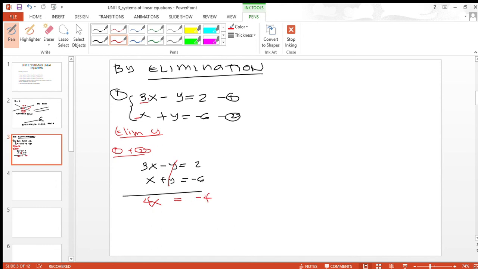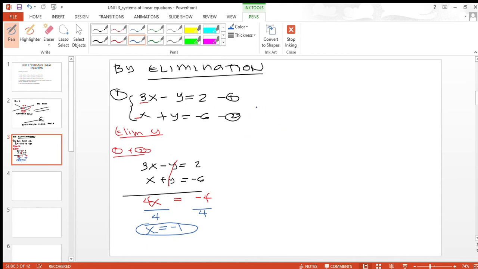And then from the resulting equation, we now have a single variable. In this case, we have the variable x. We can now solve for this variable. So if we divide both sides by 4, this gives us x equals minus 1. And then, now that we have the value of one variable, we substitute it in any of the original equations to solve for the other variable.